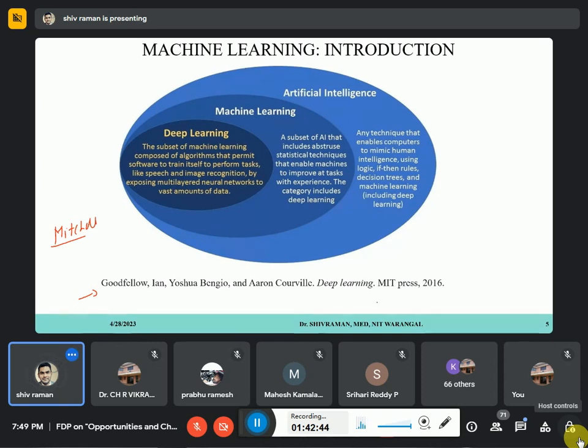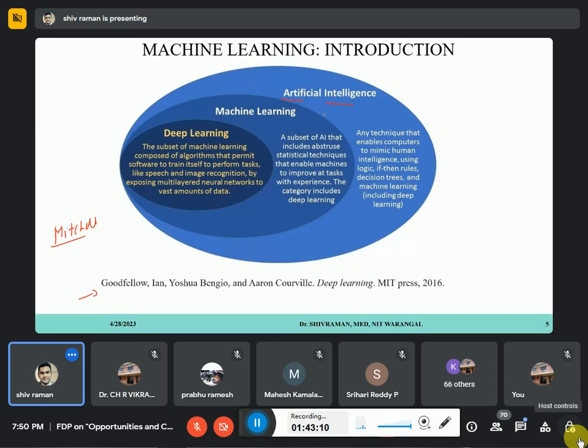Coming to artificial intelligence, it is made up of two words: artificial and intelligence. Intelligence is basically analogous to human thinking capability. What we are doing is incorporating that intelligence into the machine artificially with the help of certain if-then rules and certain logic. So we are artificially mimicking human intelligence.